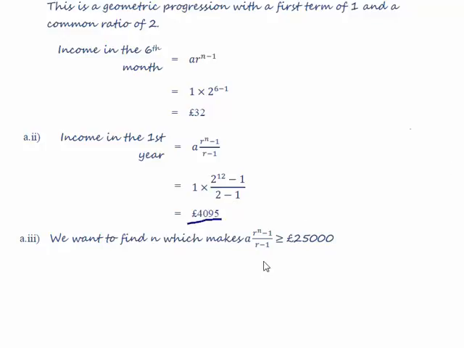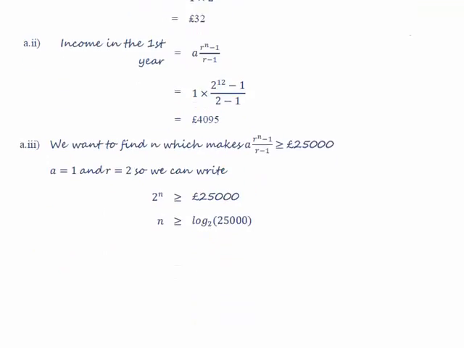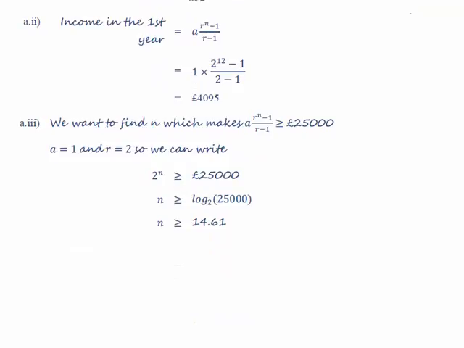Anyway, putting the values into this equation, we get 2 to the n minus 1 is greater than or equal to 25,000. So I'm ignoring the 1 for simplicity. So 2 to the n has got to be greater than or equal to 25,000. So taking the logs of both sides, I've got n is equal to log to the base 2 of 25,000. Log to the base 2 of 25,000 is 14.61. So it's going to take 15 months to generate £25,000.